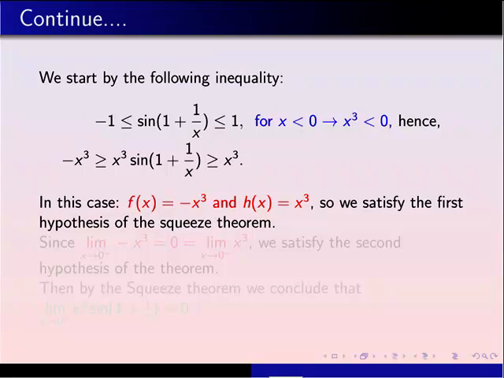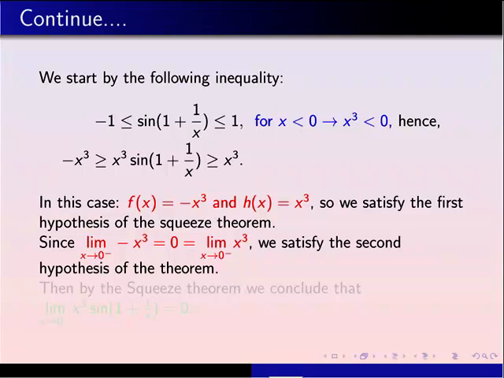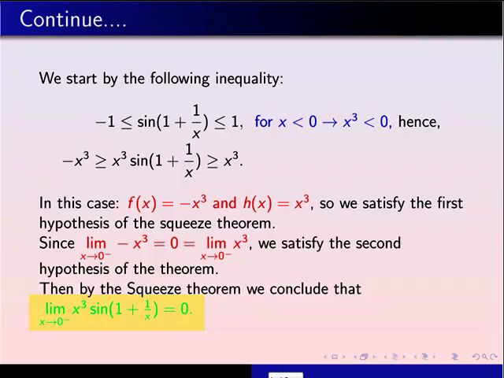Now let's see what is the limit when x approaches 0 from the left for both of these functions. Since the limit when x approaches 0 from the left for minus x cubed and for x cubed is going to be 0 for both of them, we satisfy the second hypothesis of the theorem. Then we are able to use the conclusion of the squeeze theorem, which will allow us to evaluate the limit when x approaches 0 from the left for x cubed sine of (1 plus 1 over x), and this limit is equal to 0 as well.